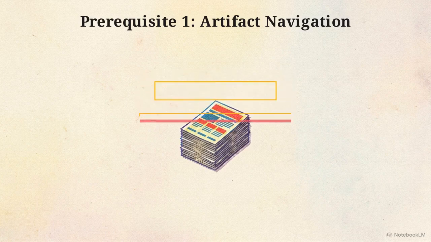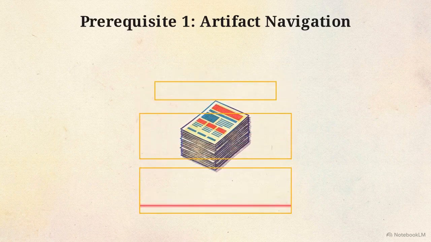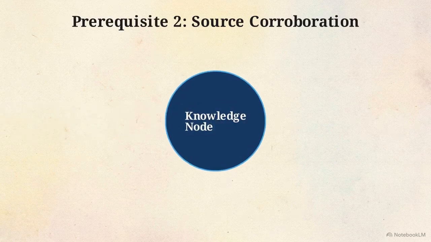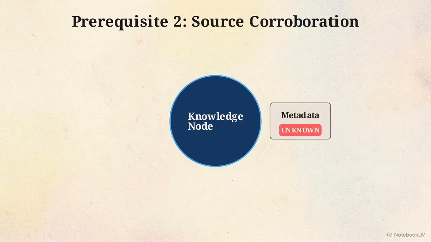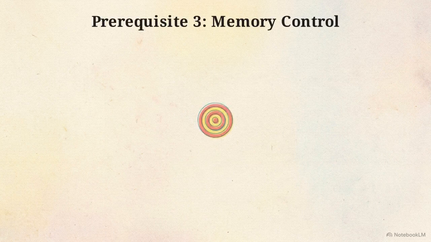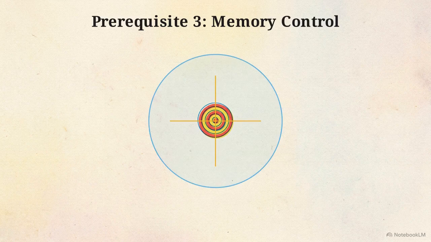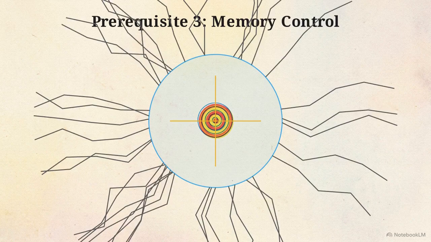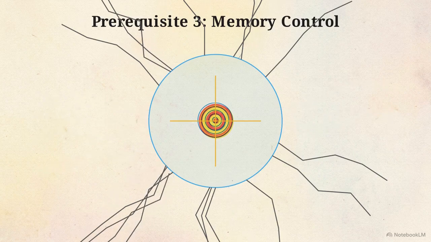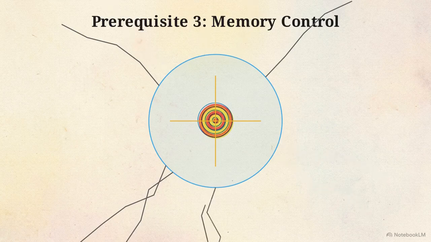Prerequisite 1, a mastery of declarative and procedural knowledge regarding visual and verbal cues. The reader must know how to navigate the architecture of the artifact, not just the words printed on it. Prerequisite 2, the habitual application of source corroboration. A reader must evaluate credibility through metadata before they allow the information to integrate into their understanding. Prerequisite 3, advanced memory control mechanisms. The brain must possess the capacity to sustain a strict search objective while ruthlessly inhibiting irrelevant noise.